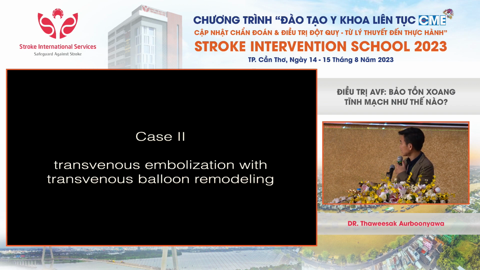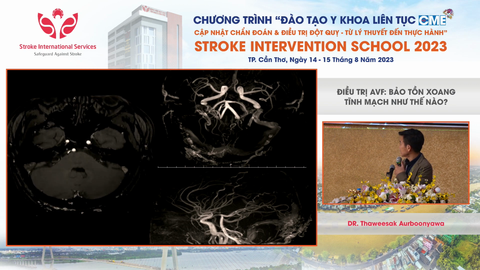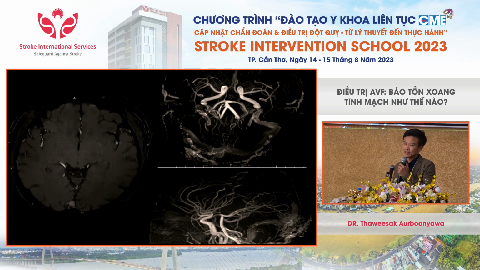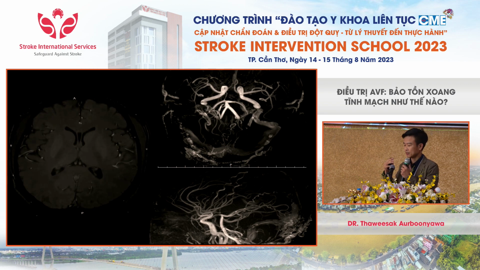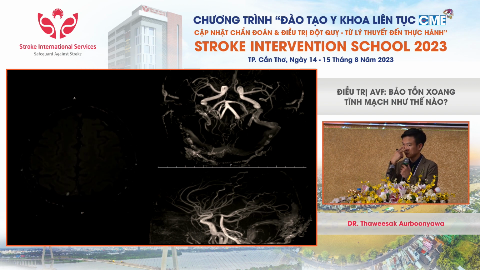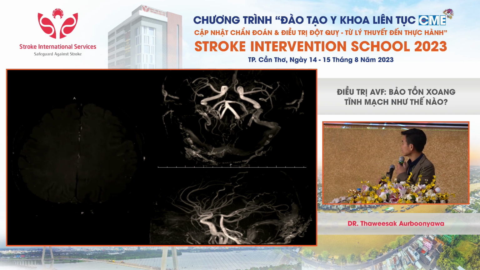Second case. In the first case, you saw transarterial embolization. In this case, we did transvenous embolization using transvenous balloon remodeling. This man presented with intracranial hypertension because he has papilledema in both eyes and visual deterioration.